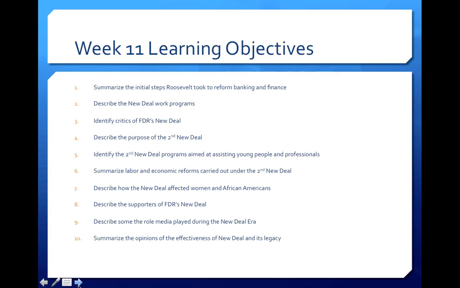That's right, he had two New Deals, and they both happened within the first 100 days of his first term and second term as president. 5. Identify the second New Deal programs aimed at assisting young people and professionals. 6. Summarize labor and economic reforms carried out under the second New Deal.